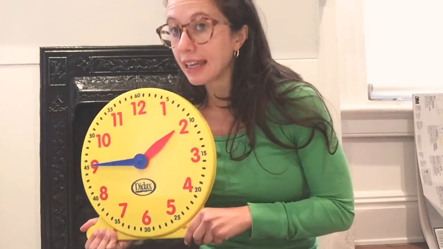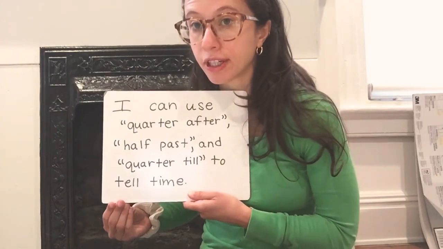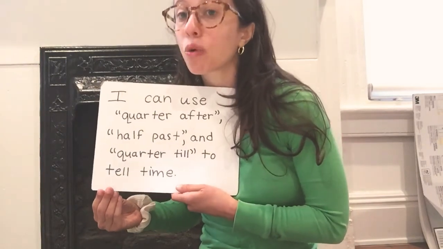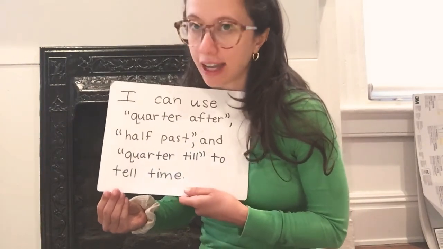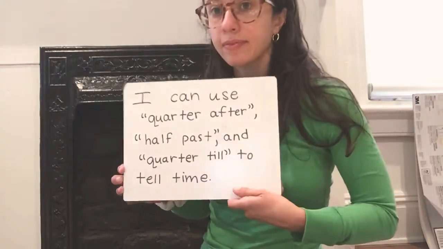So let's check in with our learning target. It says, I can use quarter after, half past, and quarter till to tell time. Now this is tricky, but let's see how we're doing with this learning target. I'm going to show you a time, and I want to see if you can tell me what time it is using these phrases. Okay?